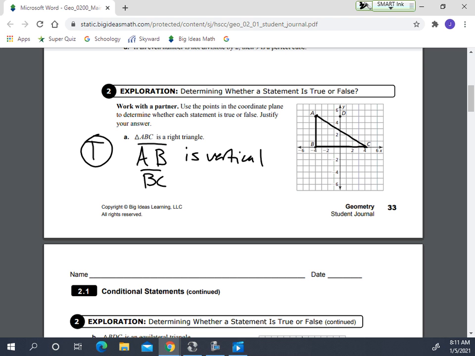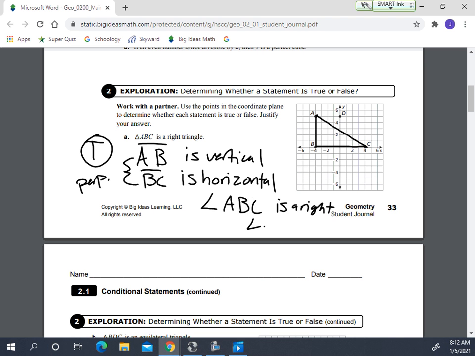BC is horizontal. Okay, which means they are perpendicular. So these are perpendicular. I'm just going to say perpendicular. And perpendicular means that angle ABC is a right angle. Okay, you can justify it any way you want. This is my way, saying that those two segments are perpendicular, so they form a right angle, which means that triangle is a right triangle. That's a true statement.